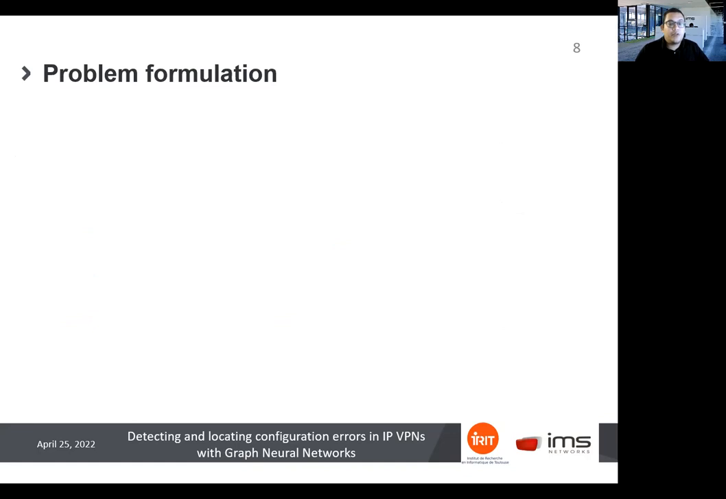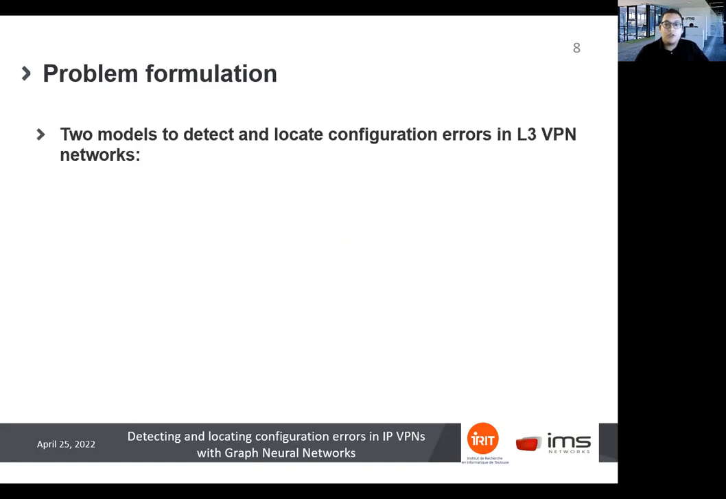As I said previously, for this work, the objective is to detect and locate precisely where the configuration error is. For this purpose, we propose two models. One that targets PE routing configuration errors. That means errors in VRF tables or in routing policies. The other model targets CE-PE routing configuration errors.